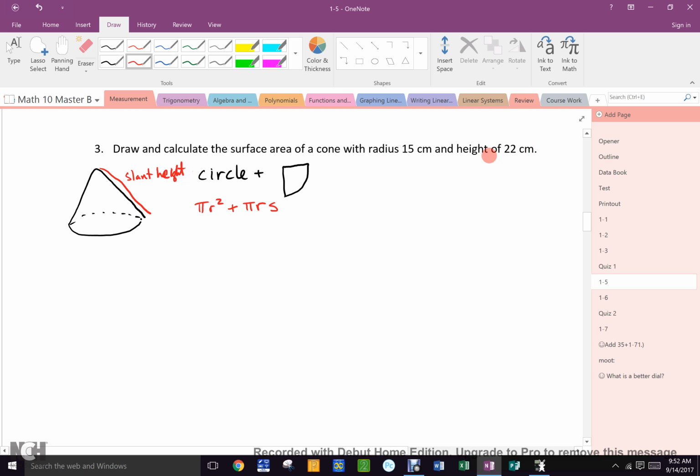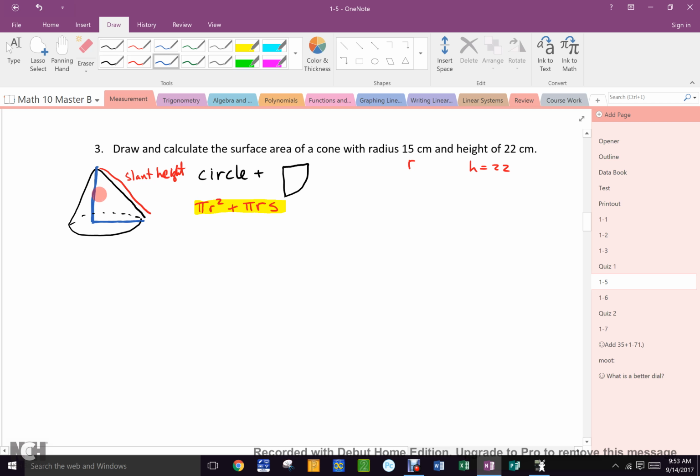So we read our question. Radius is 15. There's my r. Height is 22. Height equals 22. Do I need the height in my question? Is height anywhere in that formula? What is in that formula? R and a slant height, yes? My slant height is here, correct? So I got to do my good friend Pythagoras again.